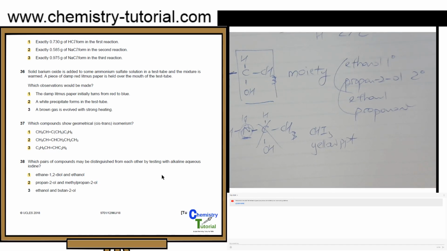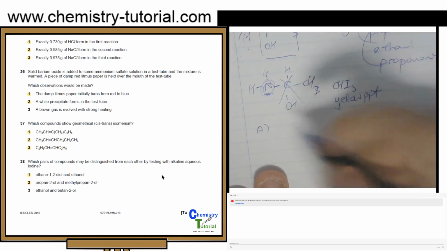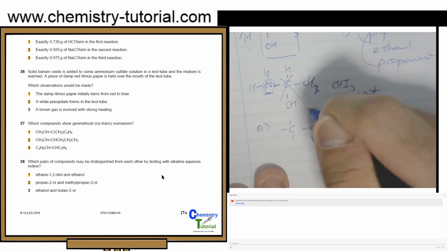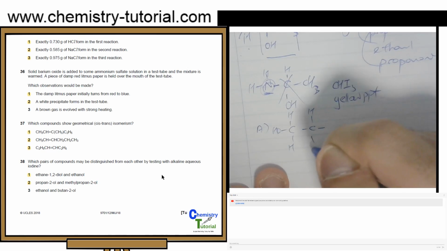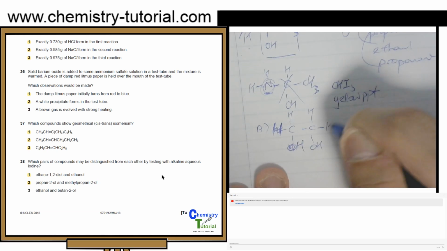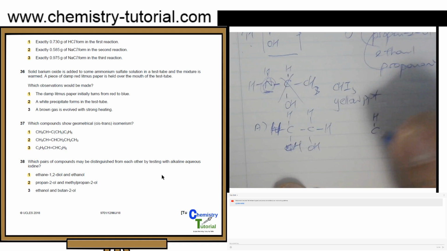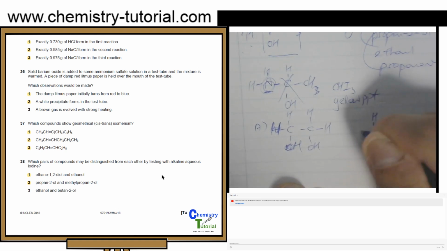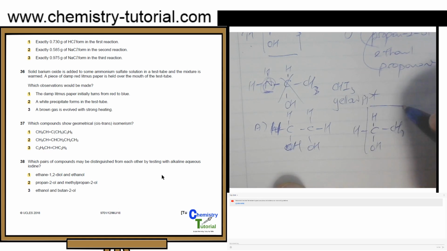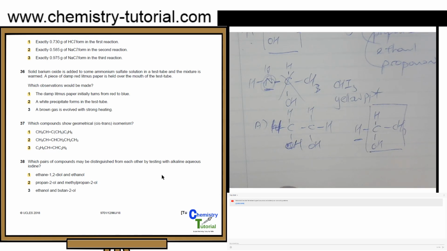Now, therefore, let's look at the options. Option A, ethane-1,2-diol. Oops, let me just put a H now, so it's easier for you to see. Okay, there's no CH3, right? But we know that ethanol, okay, has this moiety, and at the same time it's linked to a H. So only your ethanol will give you a positive test with alkaline aqueous iodine for option 1.